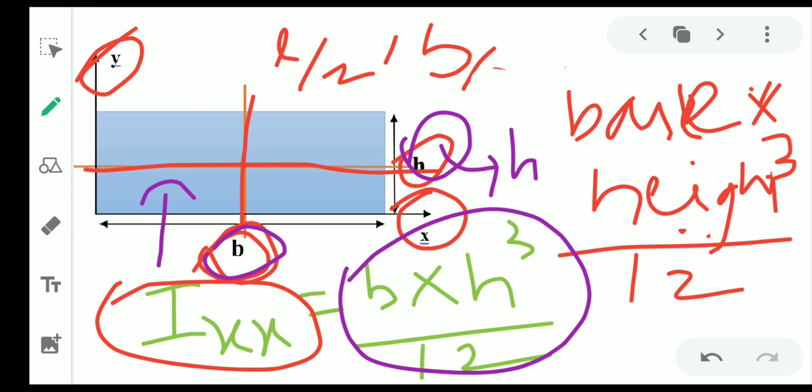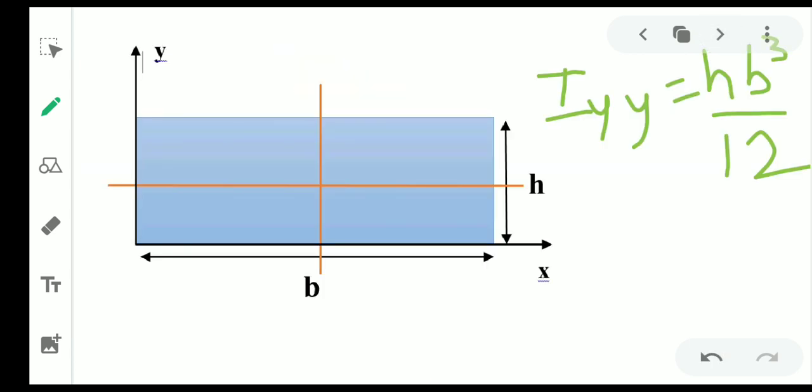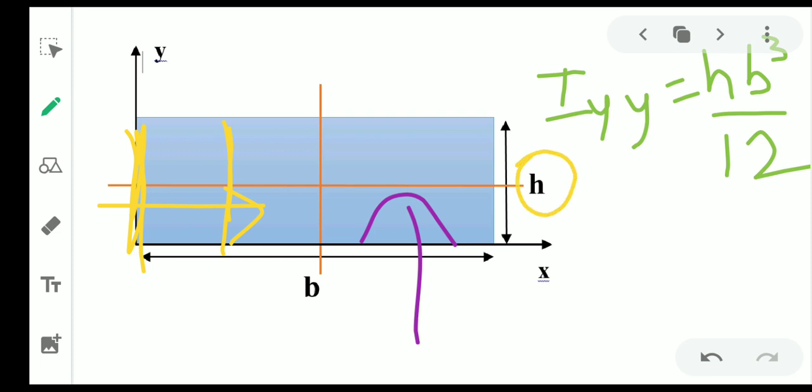Next I'll be calculating, following the similar method, that is base into height cube by 12, for the y axis also. In the x axis I am seeing through this direction, but in the y axis I will see in which direction? From this direction. So while seeing from this direction, the base will be what? This will be the base. What is the length of the base? This is h, this is also h. So base into height cube by 12, I already told you.